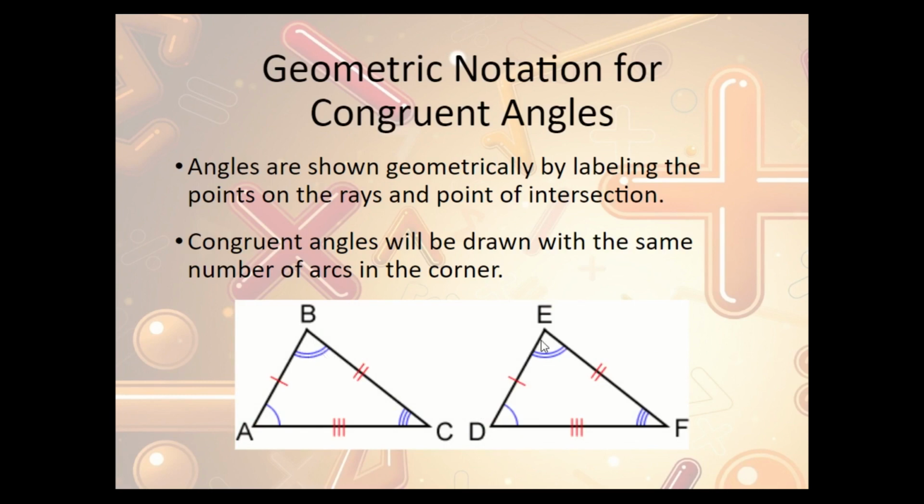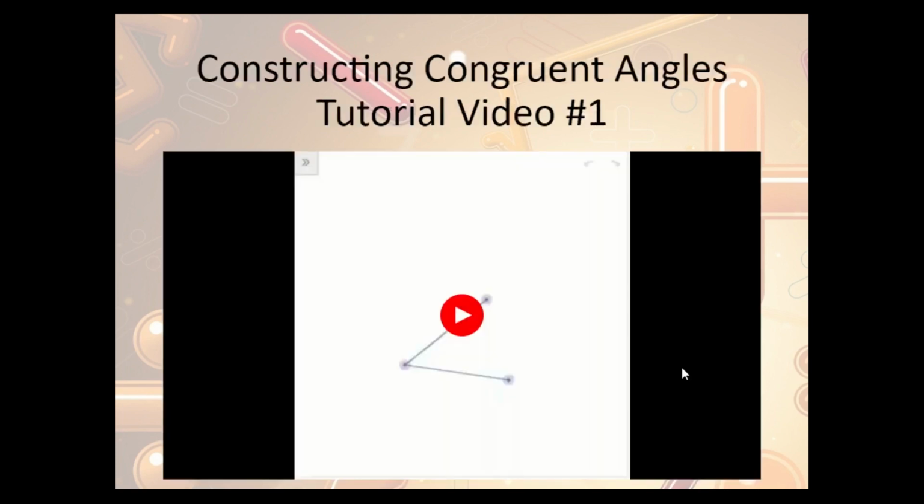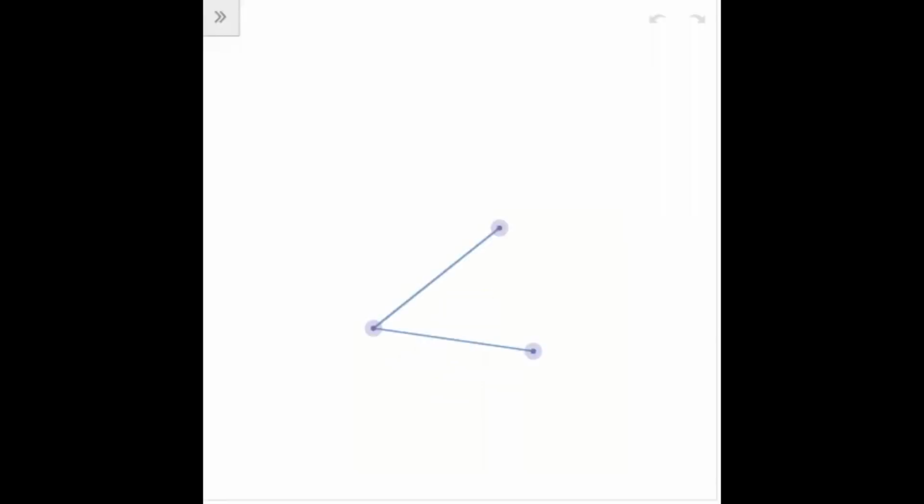The double arc and double arc mean that those two angles are congruent to each other. And then the triple and triple mean that those are congruent. Now there's a video here for you to watch on how to construct congruent angles using Desmos. So go ahead and watch that video now.